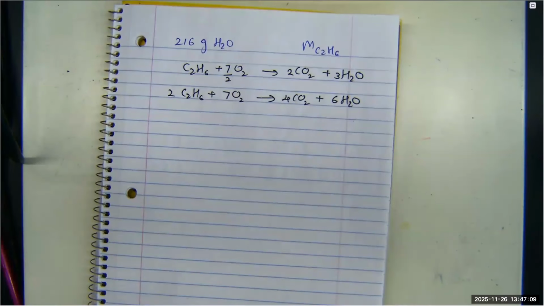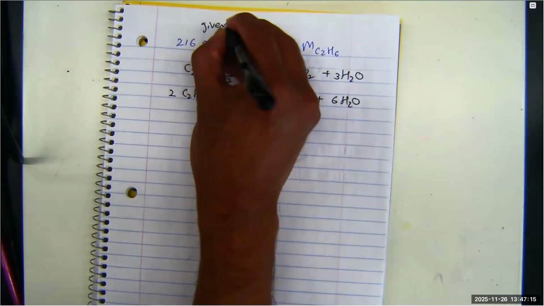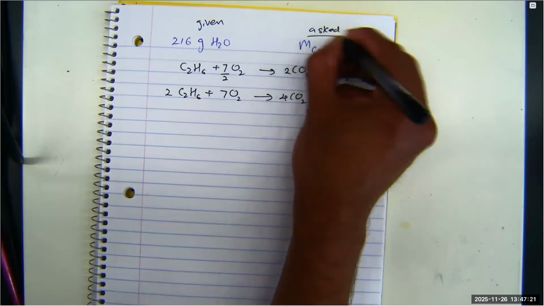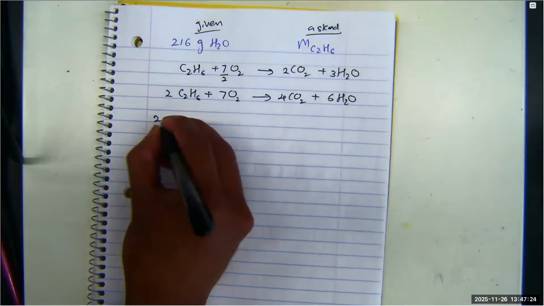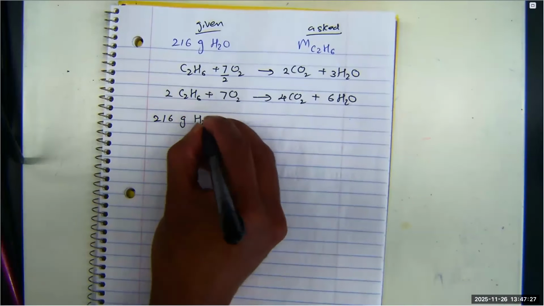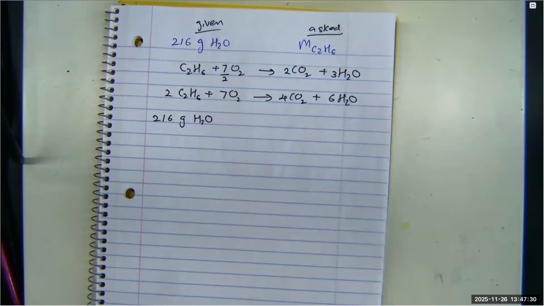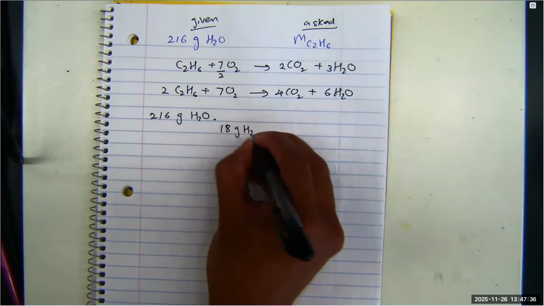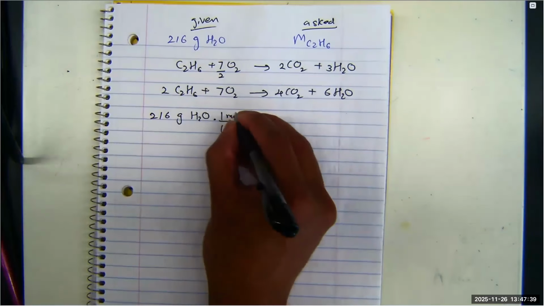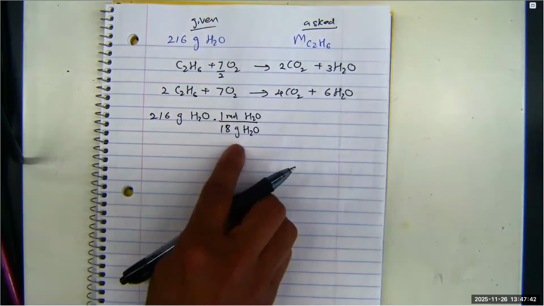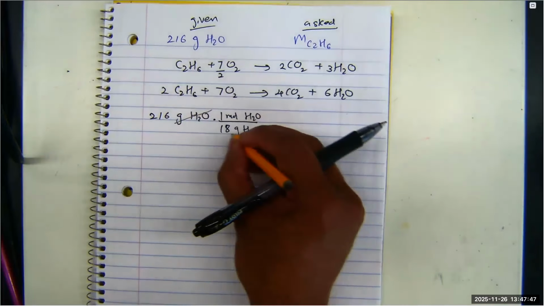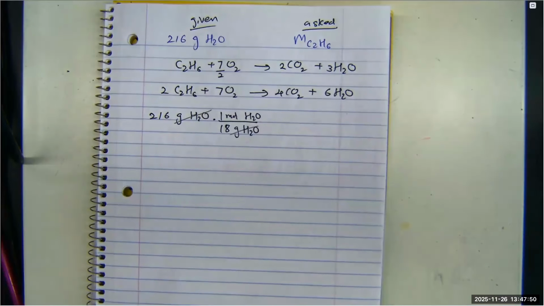Now it's easy. You start with what is given, and this is what is asked. Always start with what is given, 216 grams of H2O. But you don't want grams of H2O, you want to get rid of that. How do I do that? I know 18 grams of H2O has 1 mole of H2O. So I need something with grams of H2O in the denominator to cancel this out. Grams of H2O will cancel out, and this would give me moles of H2O.